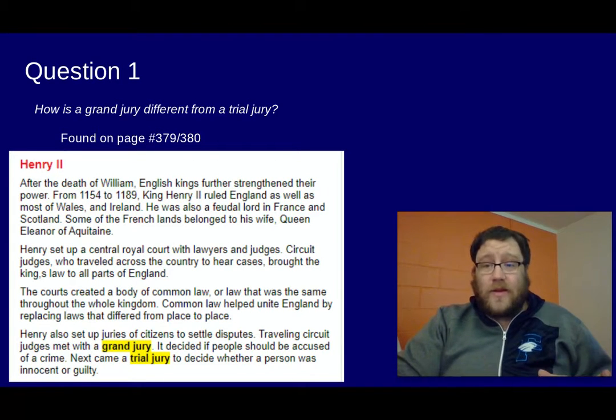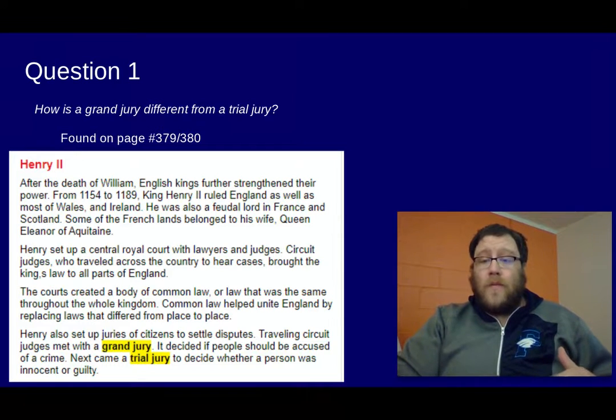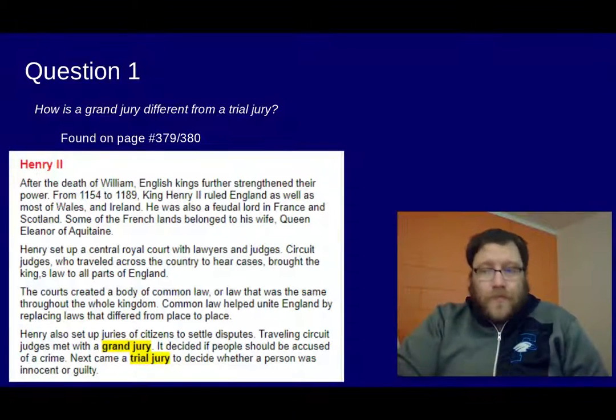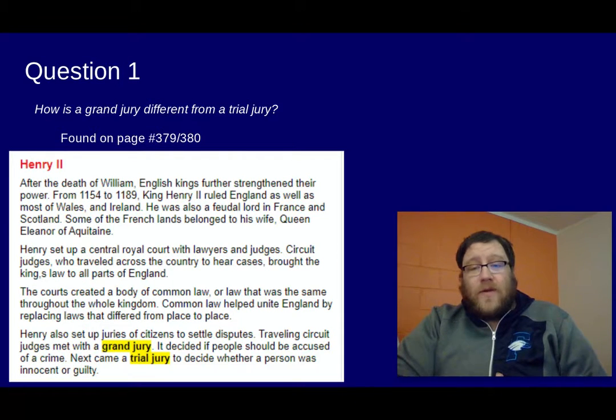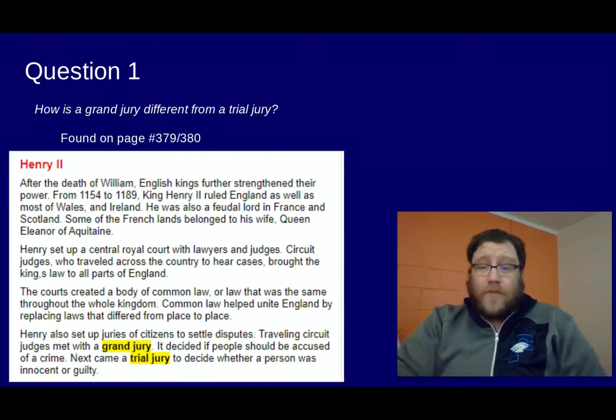And we still have this today. If someone gets charged with a major crime like murder, it will go to a grand jury, and the jury will decide if the state can charge this individual with that crime. If they say yes, then it will move to a trial jury, and the trial jury will then decide whether that person is innocent or guilty of the crime.